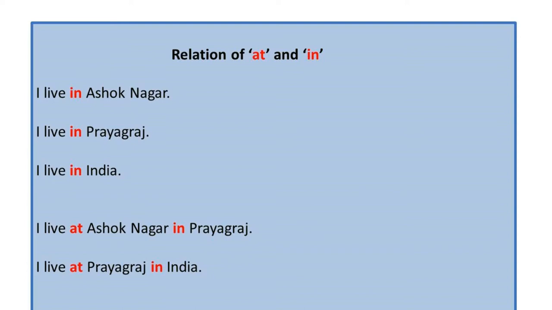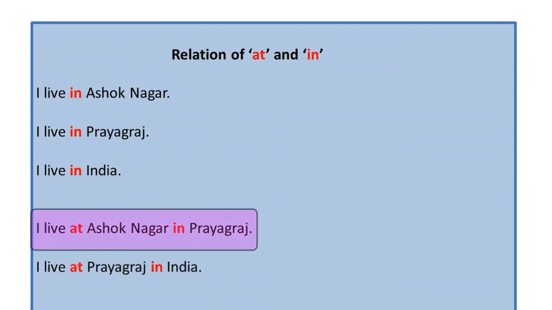Suppose I am in another city and want to tell about the two places mentioned here in one sentence, then I will use the preposition at with the place which is smaller than the other and the preposition in with the place which is bigger. Now let us look at the last two sentences. I will say, I live at Ashok Nagar in Prayagraj. I live at Prayagraj in India.